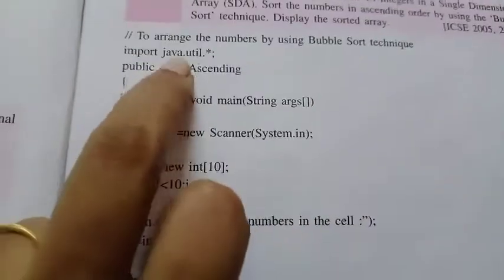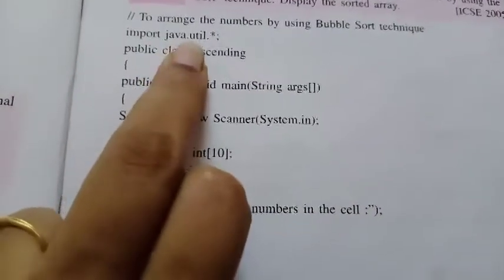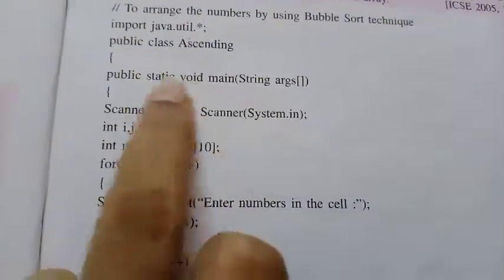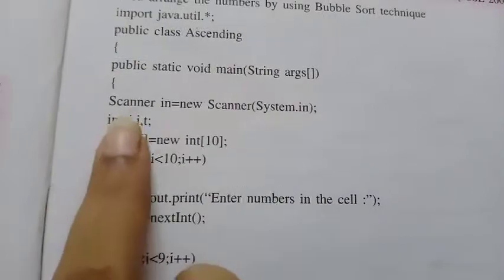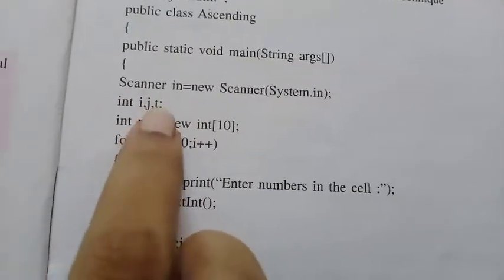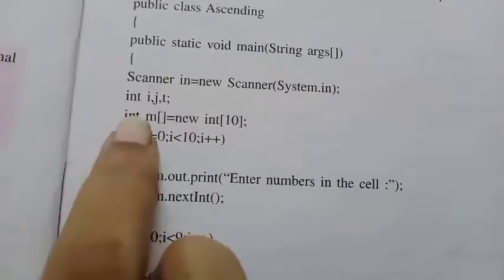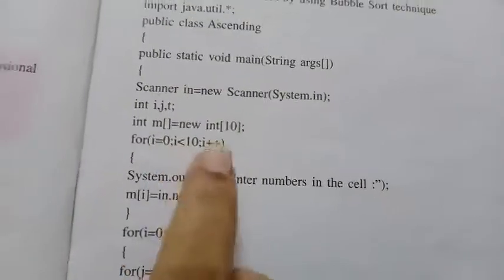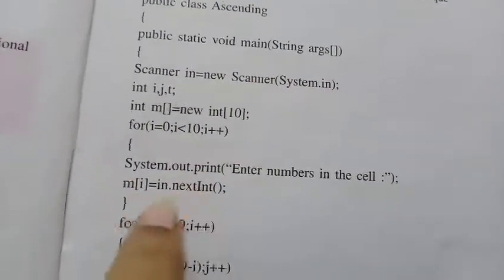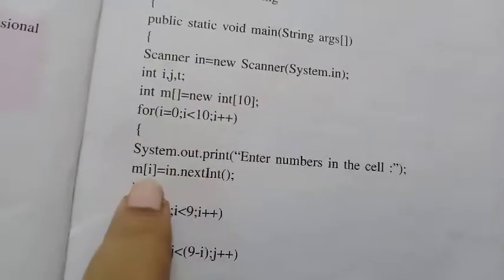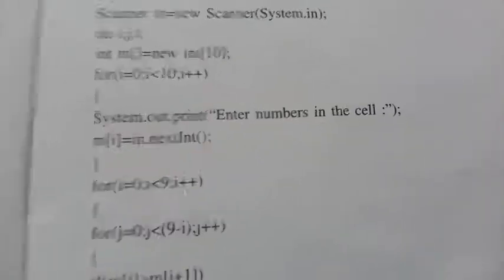So these all are the same. Import the Java utility package for the Scanner class. Then this is your class name, void main function, the Scanner class has been declared, and these are the variables we are going to use. t is to swap the elements, and i and j are for your for loops. m is the array declaration, and we are going to accept 10 numbers. So each number will be assigned to m of i, that is m of 0 first value, m of 1 second value, and like that they will be arranged.